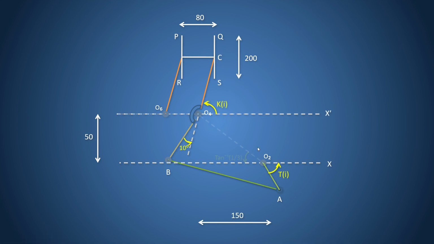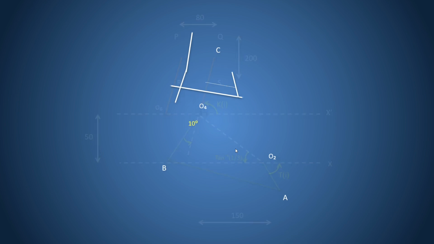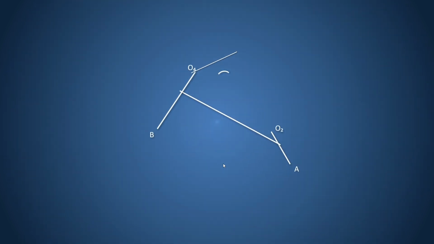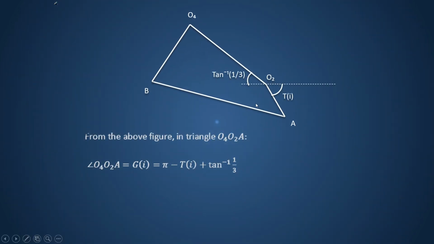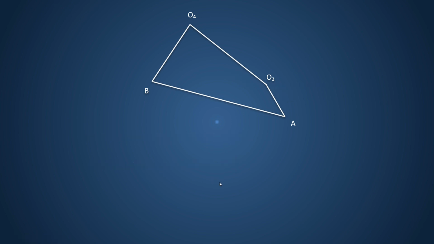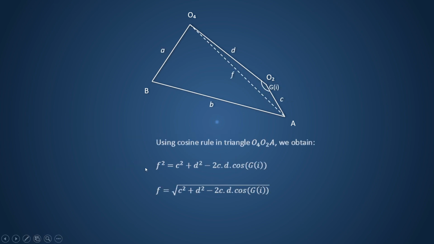So here we will denote the lengths as A, B, C, D and E. As you can see, the triangle O4 O2 A. To find the angle O4 O2 A, it is π minus θ plus tan inverse of 1 by 3. Now to find the length of F, we will use the cosine rule on the triangle O4 O2 A. Then we obtain F as root over c square plus d square minus 2cd cos of that angle.